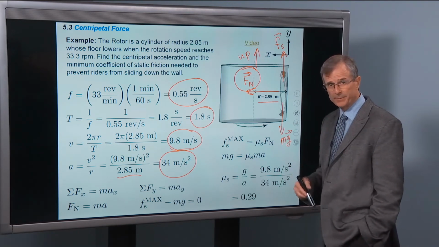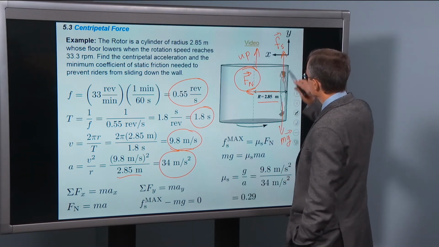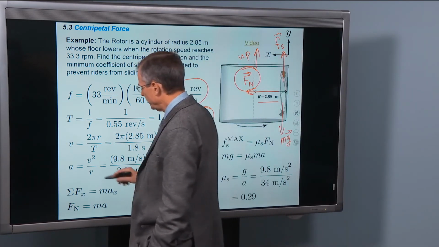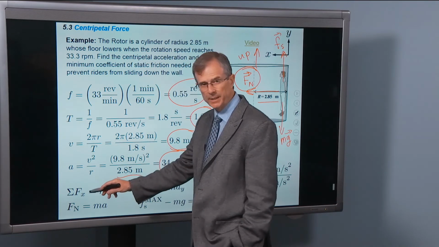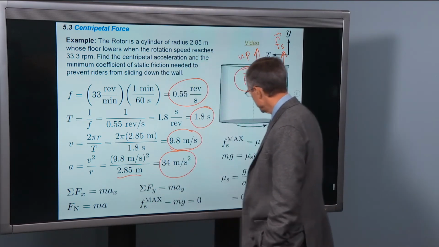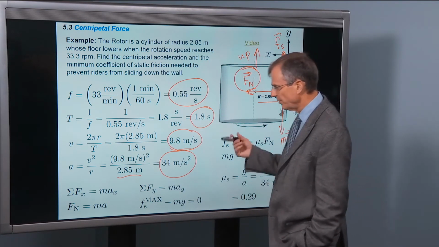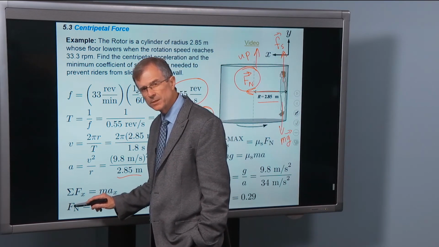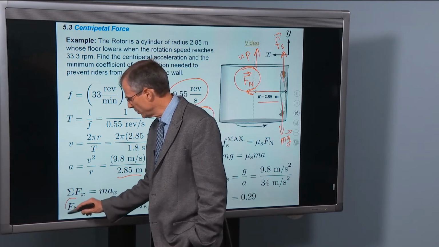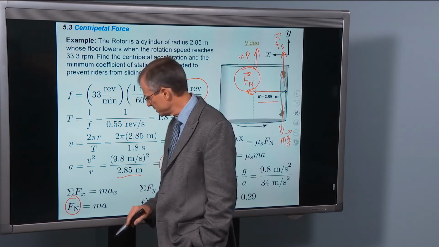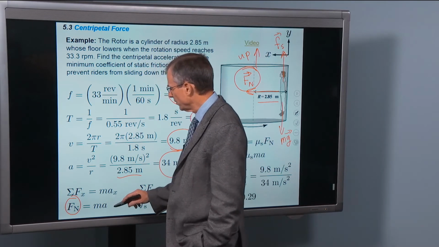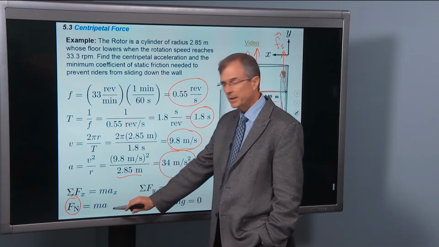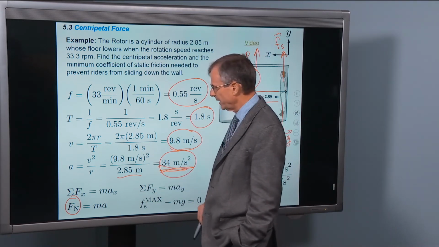If we take, as we have done before, x toward the center of the circle, y vertically, and we do Newton's second law in the radially inward direction and in the vertical direction, and then put everything together, we follow the same procedure as before. There's only one force pointing toward the center of the circle in the x direction. That's that normal force. The centripetal force is the mass times the acceleration, which we've already calculated. So we don't have to put v squared over r here because we already worked out what the value of that is.